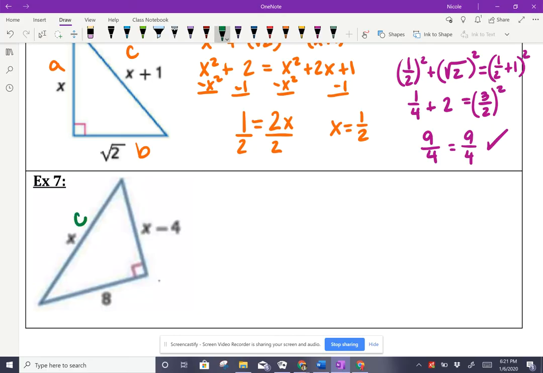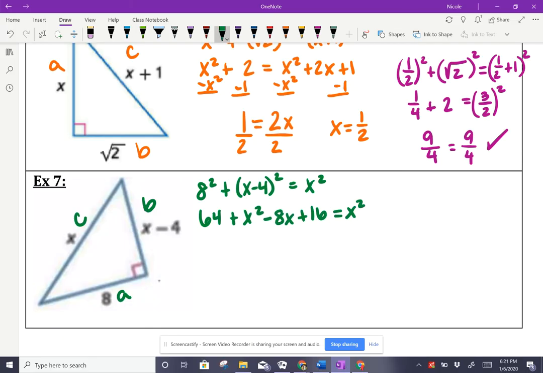So again, I've got my hypotenuse, which is C. And then I've got A and B. And again, A and B are interchangeable. It does not matter which leg is A and which leg is B, as long as they are both legs. So we're going to plug this into Pythagorean theorem. I've got 8 squared plus x minus 4 squared. Remember, you're going to have to FOIL or box that out, equals x squared. So 64 plus x squared minus 8x plus 16 equals x squared.